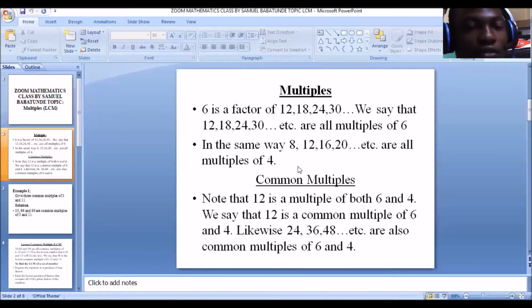Like now, see the 6 and 4. You have 12, you have 24, you have 36, you have 48. These 12, 24, 36, and 48 are all multiples of 6, and also they are all multiples of 4. So because you can find them in the multiples of 4 and also find them in the multiples of 6, we refer to them as the common multiples of 6 and 4. So you see they are common multiples.